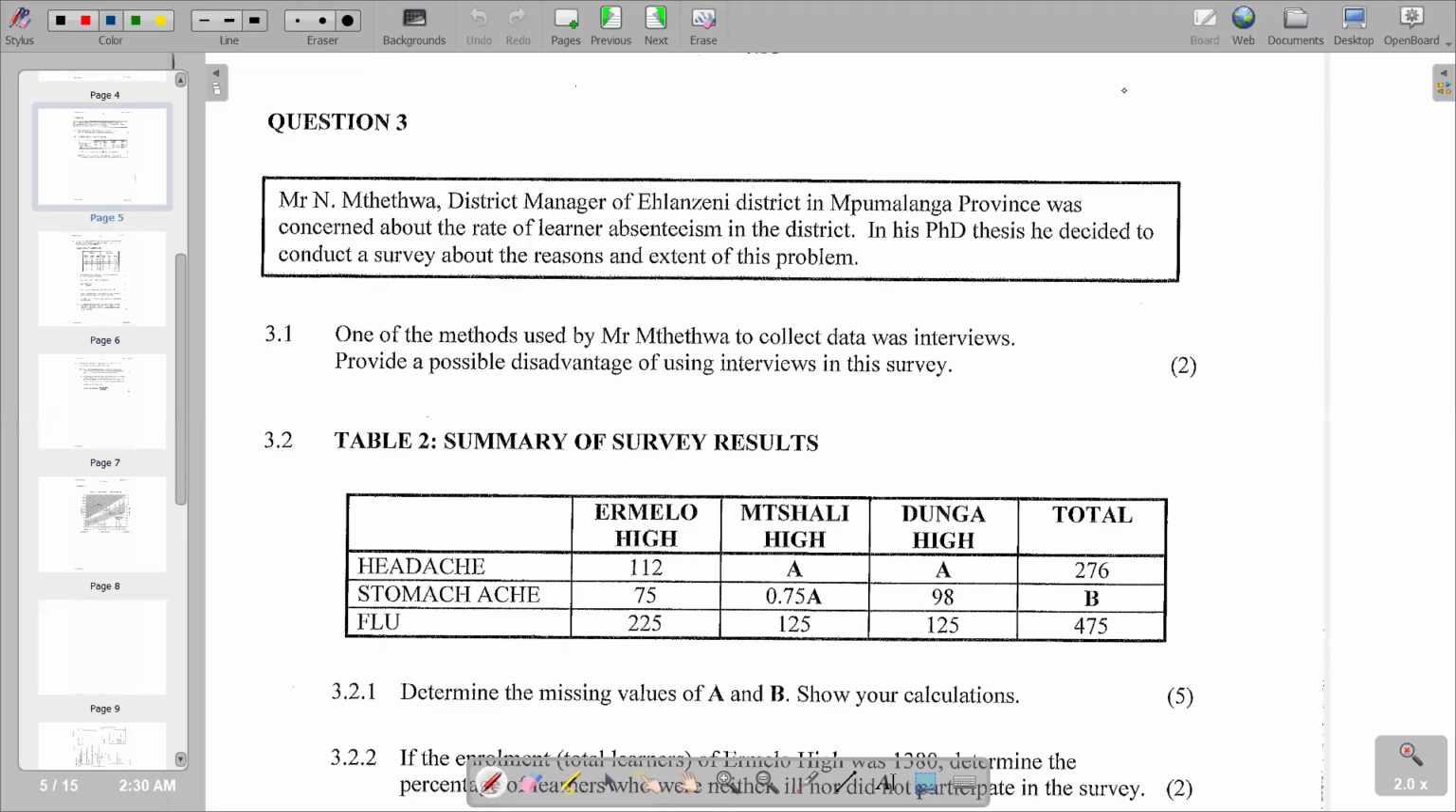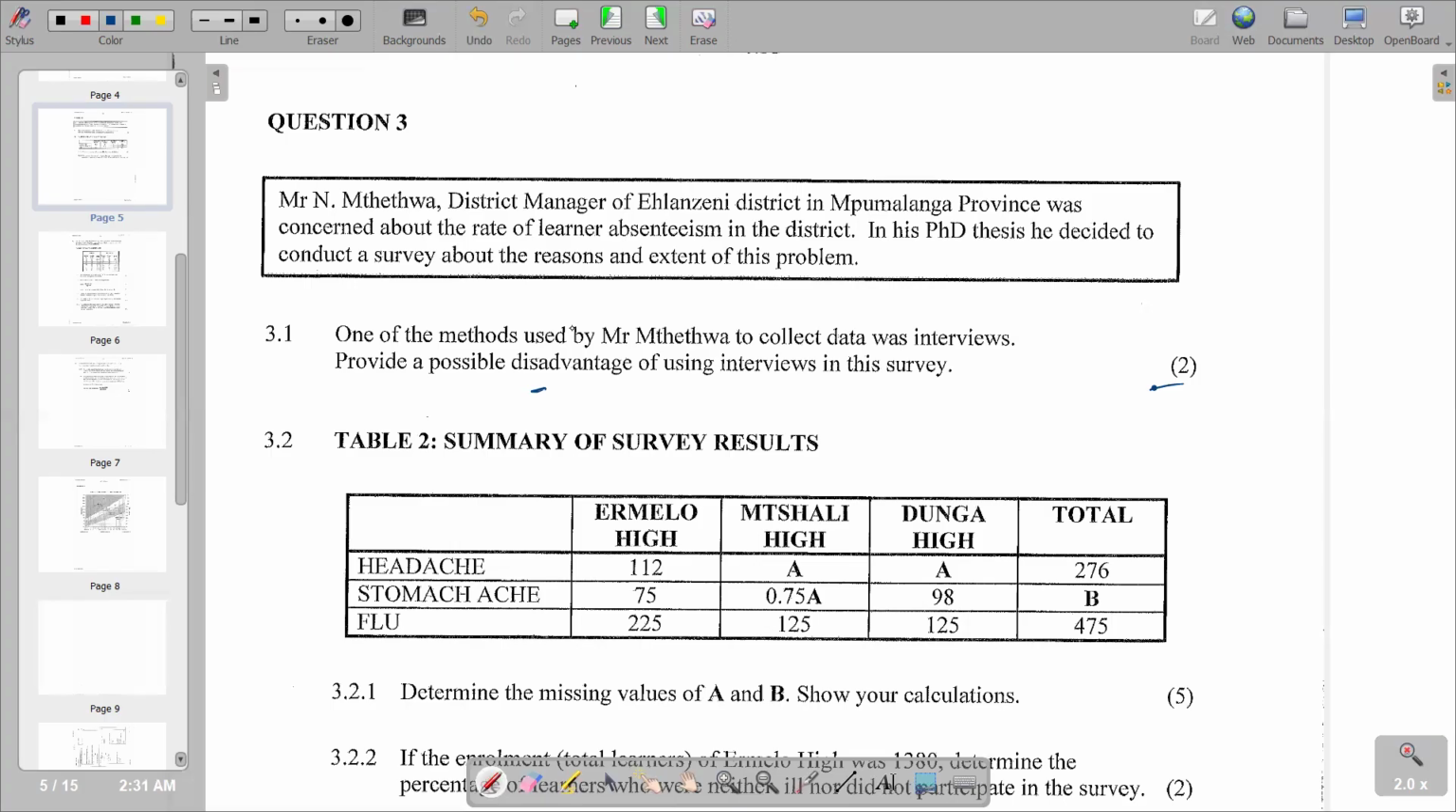We're moving on to our question 3. You'll see that our question 3 reads, Ms. Mtetwa, district manager of Ikhazeni district in Mpumalanga province, was concerned about the rate of learner absenteeism in the district. In her PhD thesis, she decided to conduct a survey about the reasons and extent of this problem. So 3.1 reads, one of the methods used by Ms. Mtetwa to collect data was interviews. Provide a possible disadvantage of using interviews.